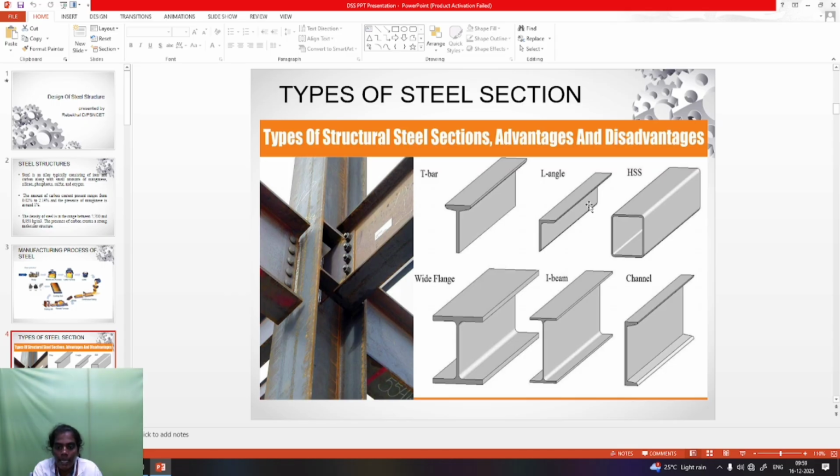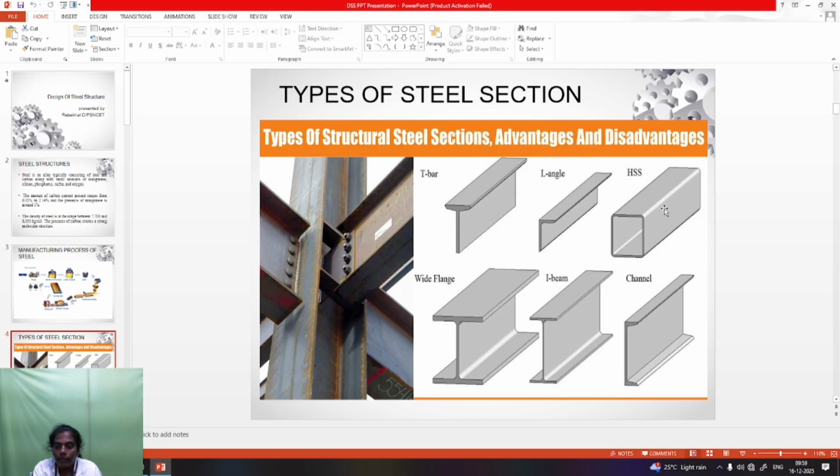Next, the angle section. Angle means L section. The L section has two types: equal angle and unequal angle. Equal angle means the height and breadth are equal, for example 90 by 90; only the thickness changes, 10 mm, 8 mm. So this is the angle section, ISA, Indian Standard Angle: ISA equal angle and ISA unequal angle.